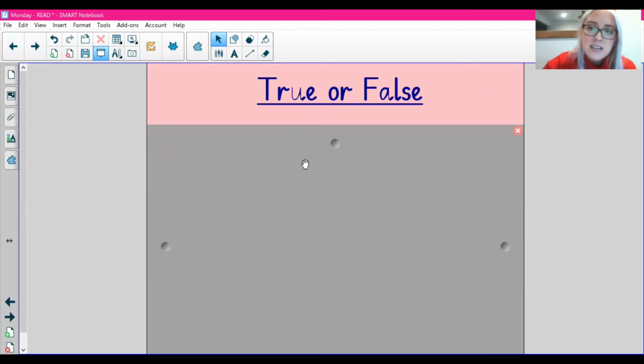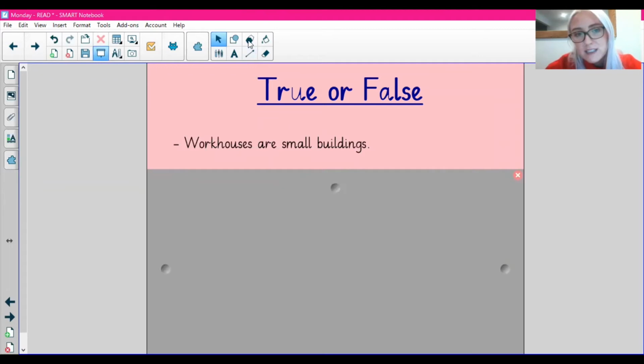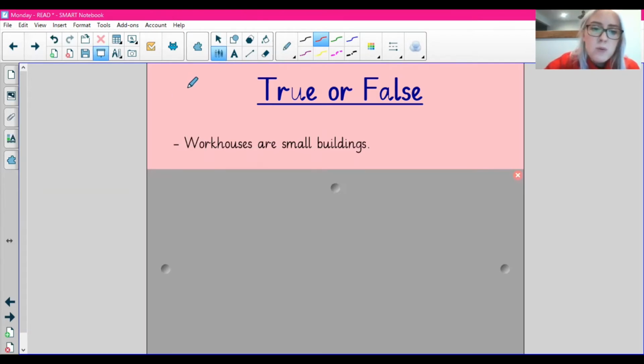So we look at the statement and then we pick some keywords that we're going to skim and scan for in the text. And then we decide if the statement is true or if the statement is false. So let's have a look at our first statement. Our first statement says workhouses are small buildings. Let's have a think on what word would be the most sensible to skim and scan for in this statement. What word do you think we should skim and scan for?